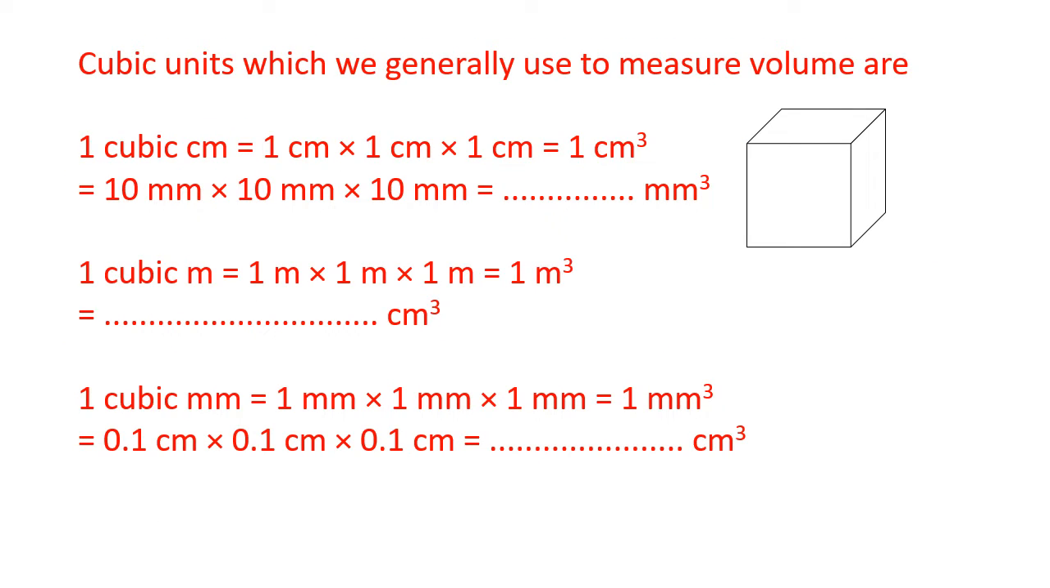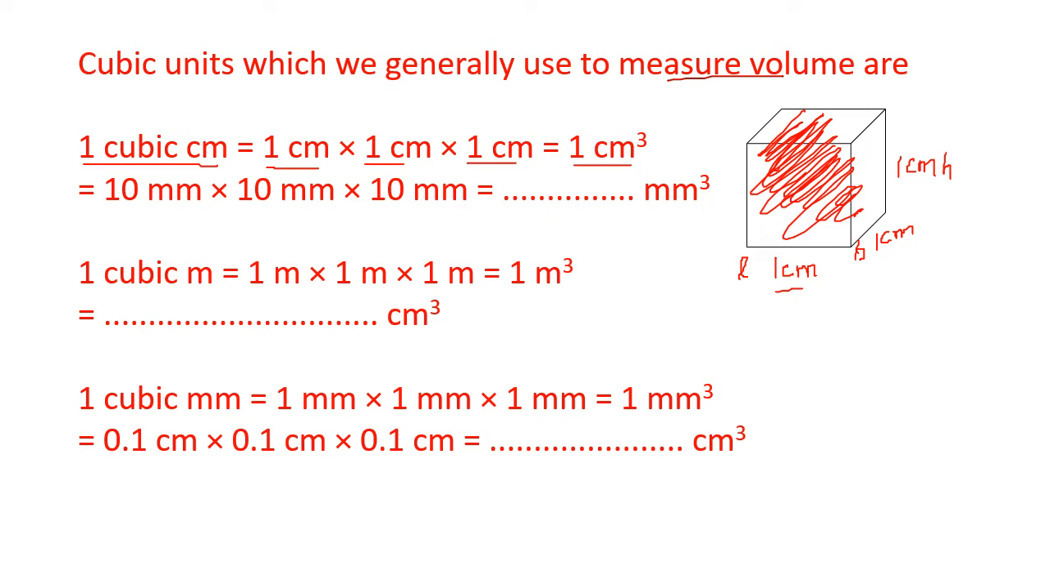Cubic units are generally used to measure volume. So we measure volume in cubical units. Now what does 1 cubic centimeter mean? 1 cubic centimeter means a cube whose length is 1 centimeter, breadth is 1 centimeter and height is 1 centimeter. So we get length into breadth into height. 1 into 1 into 1 is 1 centimeter cube. It means the total space occupied by this cubical block is 1 centimeter cube.